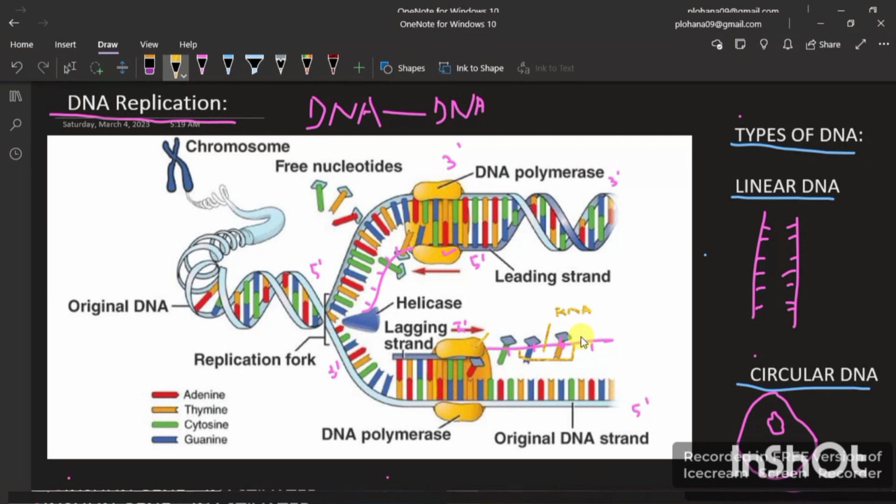So these primers will be removed and an enzyme will come and join these fragments. That enzyme is DNA ligase. DNA ligase will come and start joining these fragments so that DNA can be made. So this is how DNA replication happens.